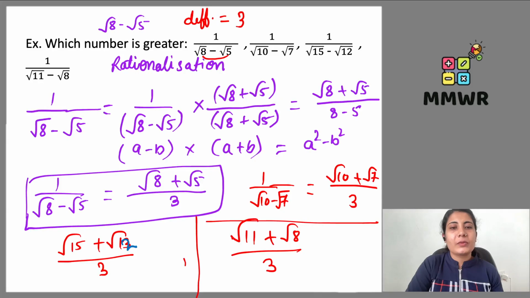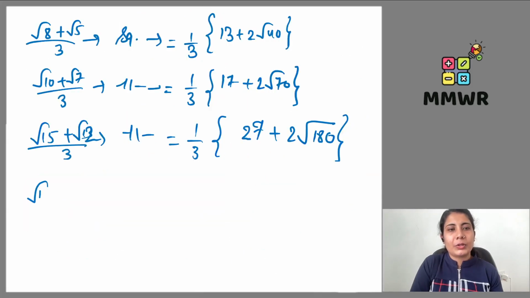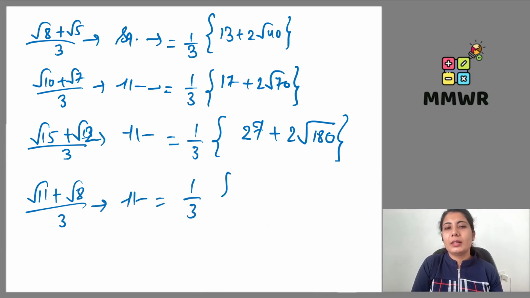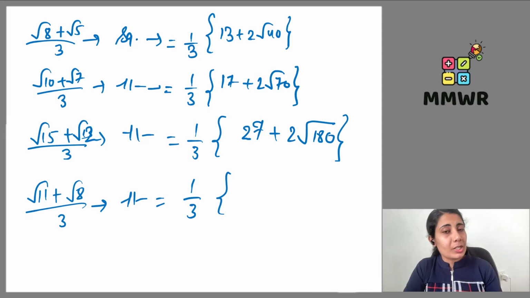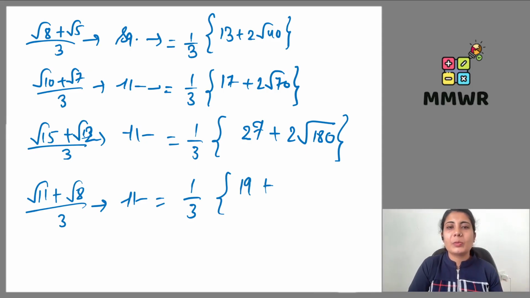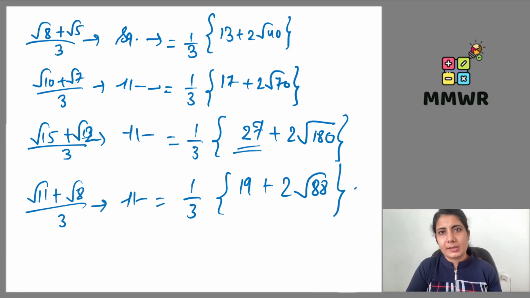The last one is 11, 8. (√11 + √8)/3. We'll take the square here also, and this gives me √11 squared plus √8 squared. That means 11 plus 8, 19 plus 2√88. So we can see 27 is already a big number.